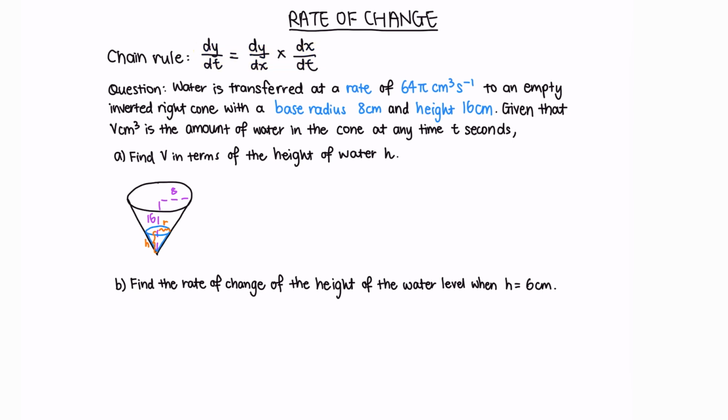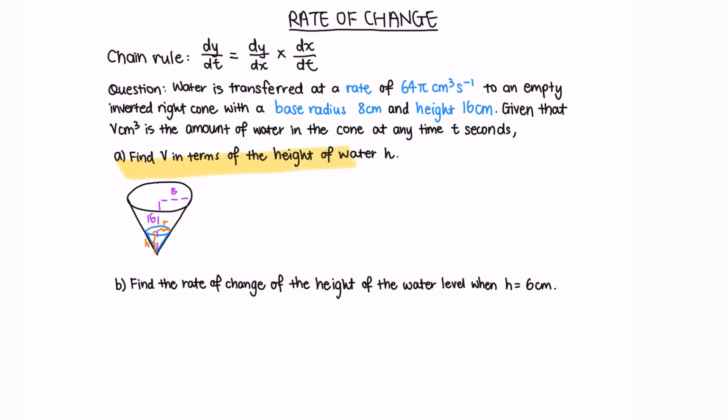Now let's try a question. Water is transferred at a rate of 64 pi cm cubed per second to an empty inverted right cone with a base radius 8 cm and height 16 cm. Given that v cm cubed is the amount of water in the cone at any time t seconds, find v in terms of the height of the water h.